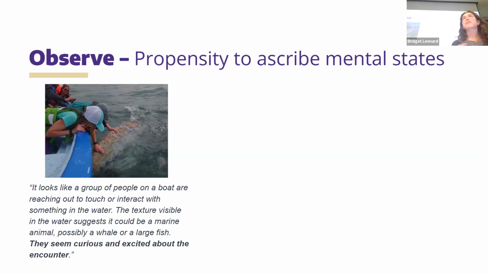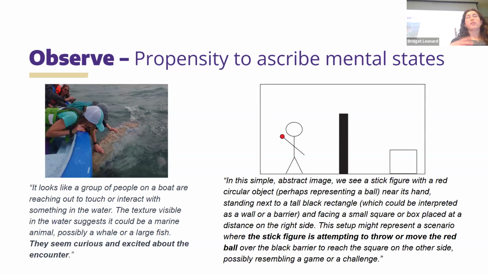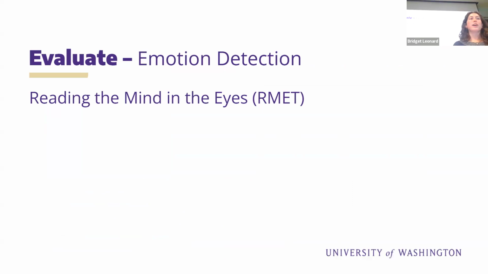If you prompt it even more and ask why it thinks that, it will mention that their hands are reaching out, which is a signal of curiosity and interest. So it seems to have a really good way of describing emotion and intention. Even if you give it a simpler input image like this, it will go beyond just describing basic visual aspects of the image. It will talk about how the stick figure looks like it's attempting to throw the ball over. So it's talking about goals, which is a little beyond what we'd expect from just a basic vision model. To look into this more, we wanted to administer some sort of emotion detection task.